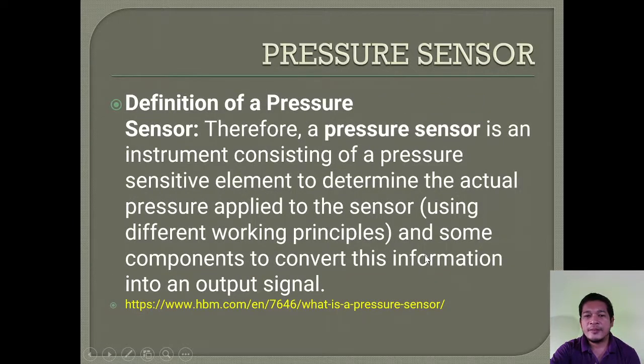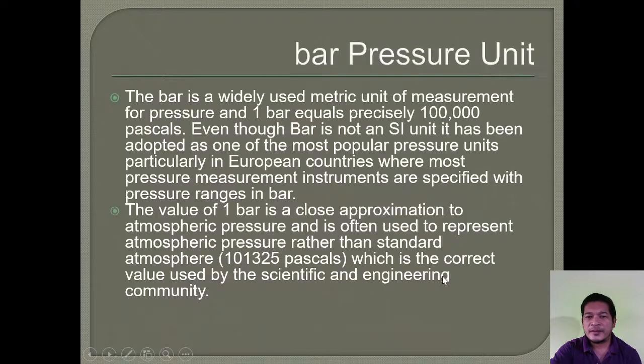Definition of a pressure sensor: a pressure sensor is an instrument consisting of a pressure sensitive element to determine the actual pressure applied to the sensor using different working principles, and some components to convert this information into an output signal. Again, the output signal is usually in voltage form.